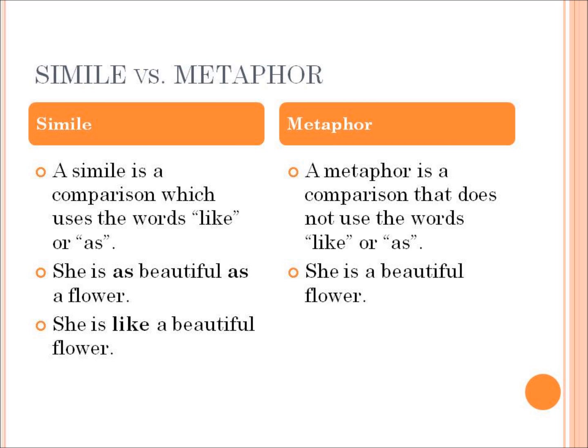If you eliminate the words like and as from these two statements, you are left with the sentence, "She is a beautiful flower." This is a metaphor. We know that the girl is not really a flower, but the flower represents the girl, thus creating a metaphor.